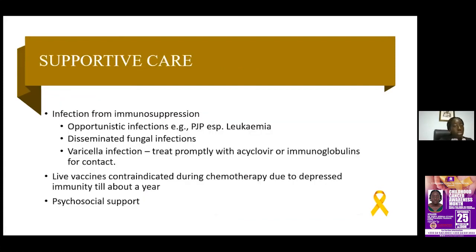Supportive care is very important because it also contributes significantly to our survival rate. As stated earlier, some of our children, by virtue of the drugs that they receive, would have immunosuppression and also suppression of their bone marrow. So they will be at risk of infections, bacterial or opportunistic infections, fungal infections, viral infections. So we have to be on the lookout.